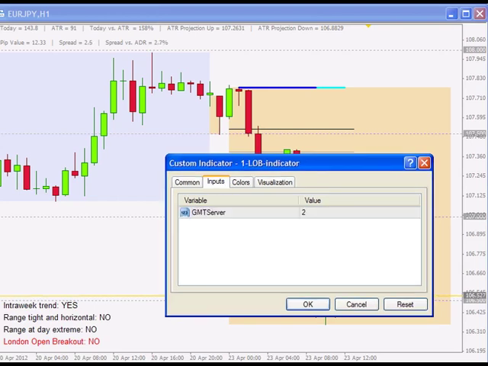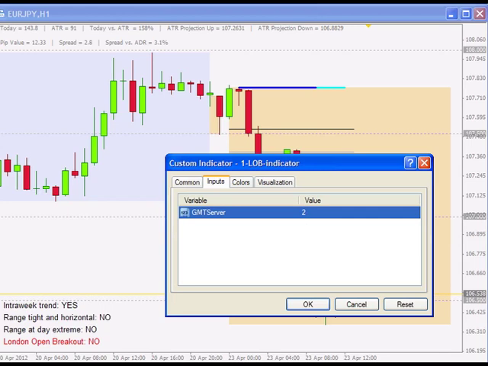Now, if my MetaTrader platform was in fact 2 hours behind GMT, I would simply enter here -2. All right, as simple as that. If MetaTrader is ahead of GMT, leave it positive. If MetaTrader is behind GMT, simply enter the value in negative. That's it, as simple as that.